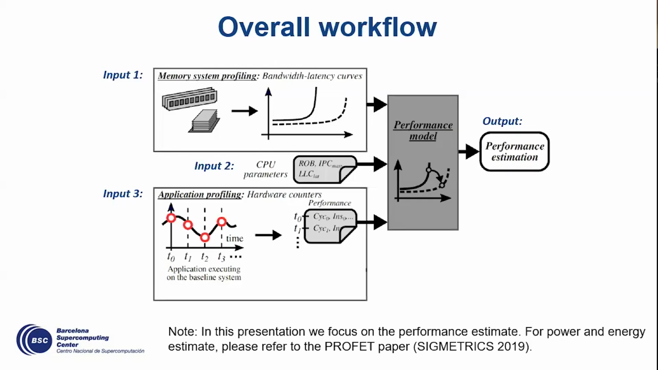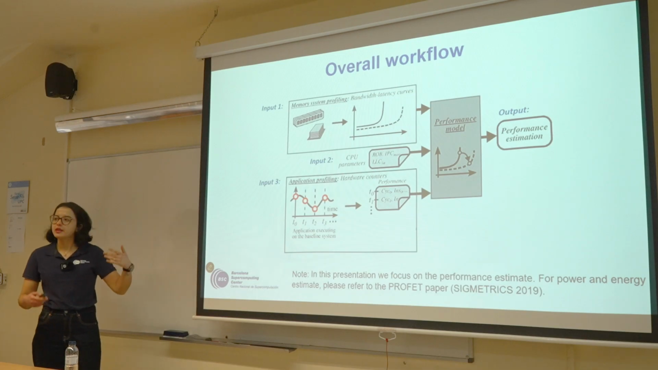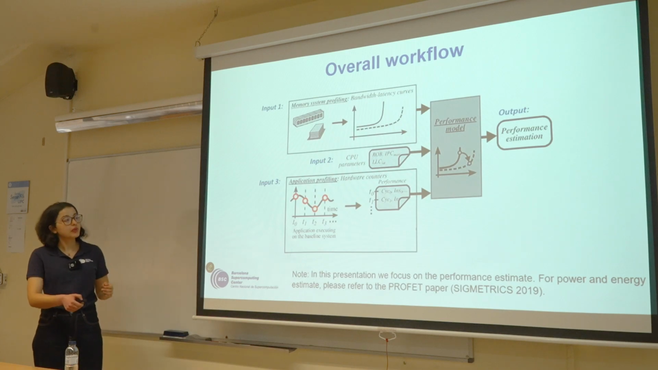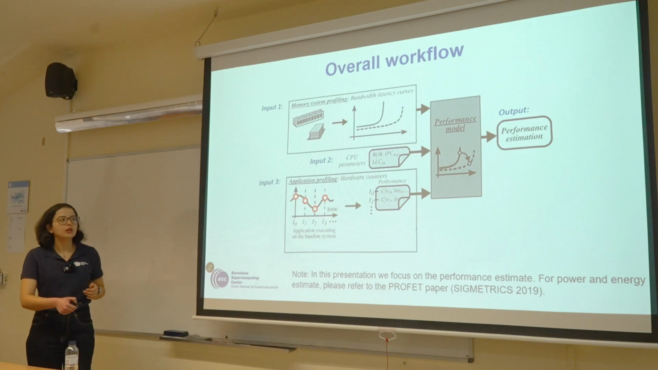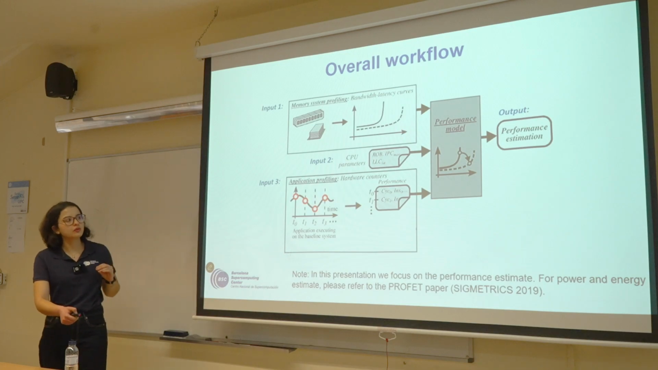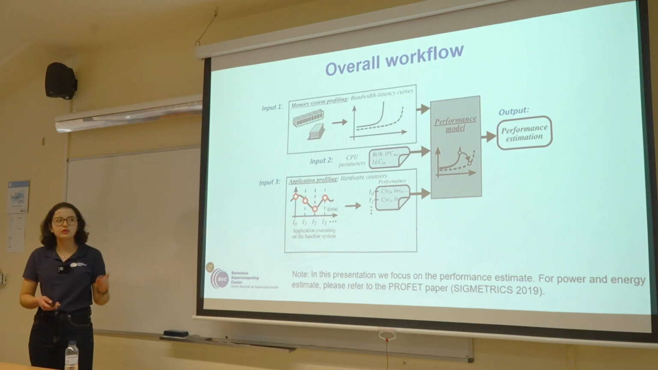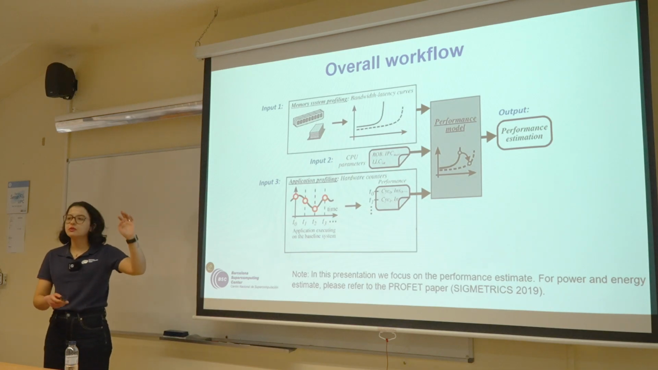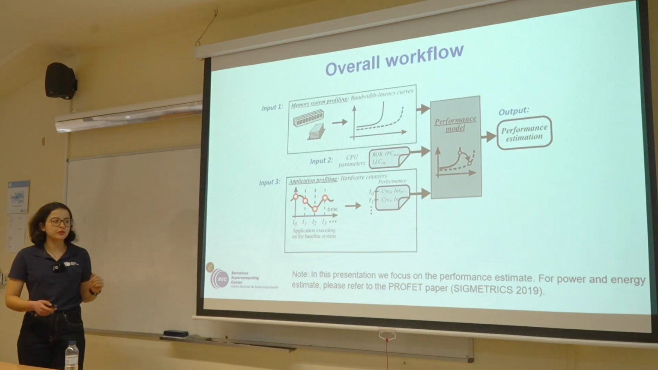And the third one, the application profiling. This one is the same thing that Puya explained will apply here. I will go over it again, but it's the same explanation. Now these three inputs go to the performance model. The performance model uses all the inputs and gives you the performance estimation. So now I will go over the inputs, the performance model, and the outputs you can get using PROFET.